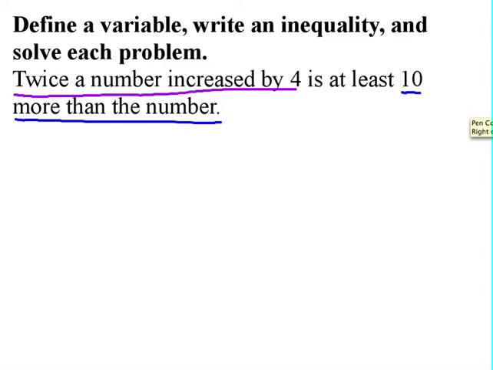Somebody want to take a guess? What is twice a number increased by 4? 2a plus 4, 2x plus 4, 2n plus 4. Okay, so basically any variable times 2, and then I add 4. All right, the next one. What would be 10 more than the number? 10 plus a, or you could have a plus 10. Basically it just says 10 more than whatever the number is.